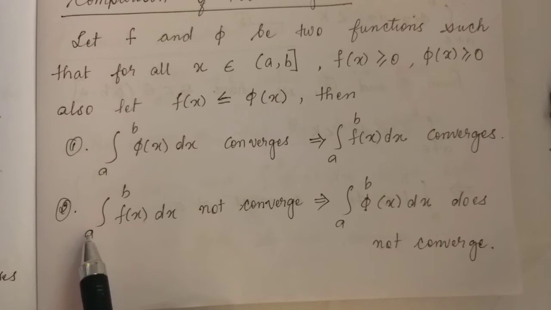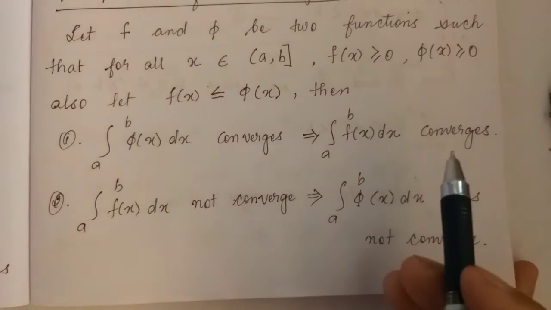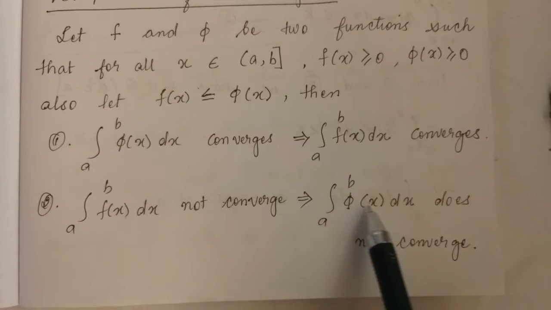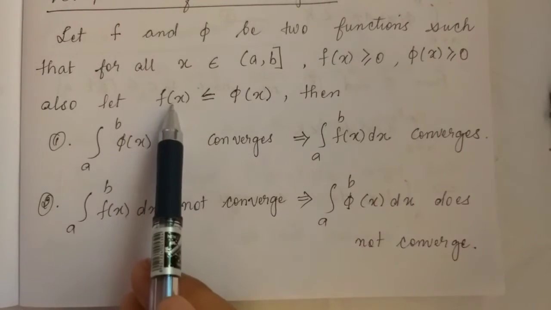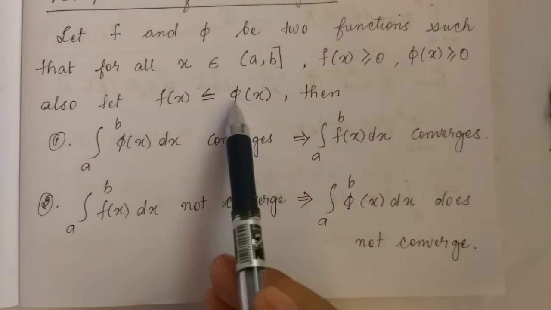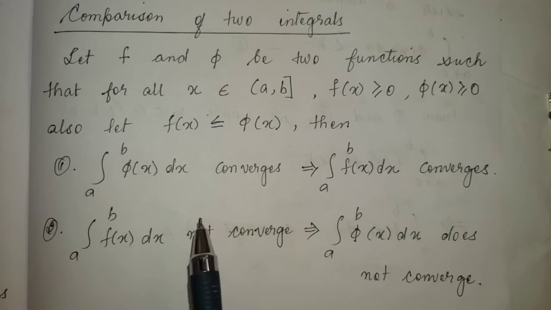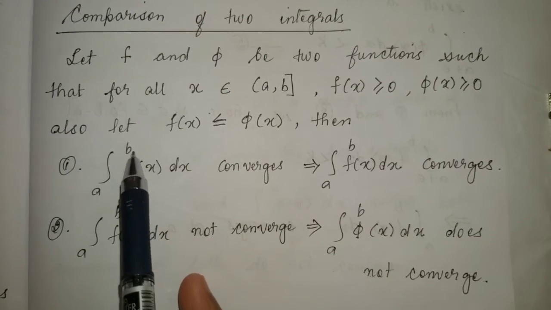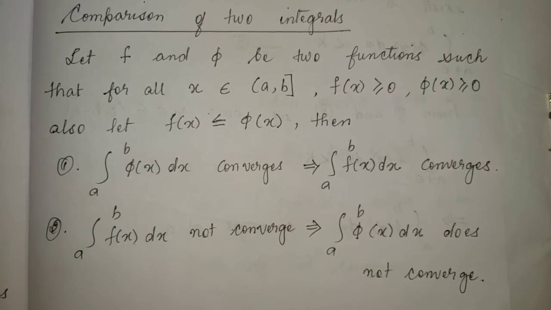And if the integral a to b f of x dx is not convergent, then the integral a to b phi of x dx does not converge. If this does not converge, then phi of x does not converge. Remember, here I've shown you the convergence when a is the only point of infinite discontinuity.